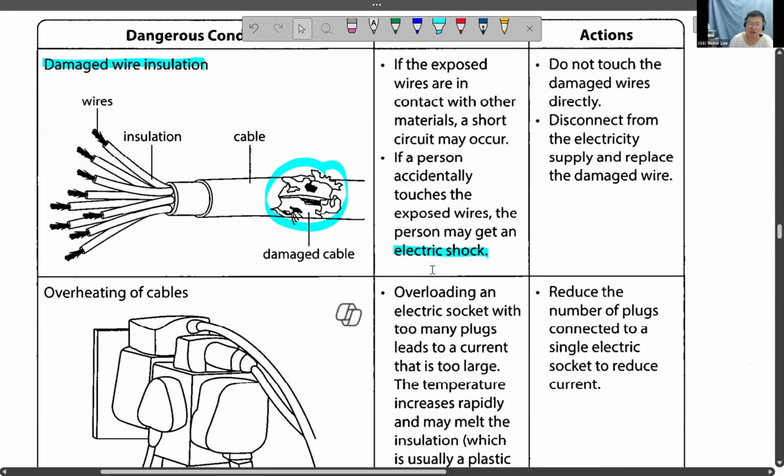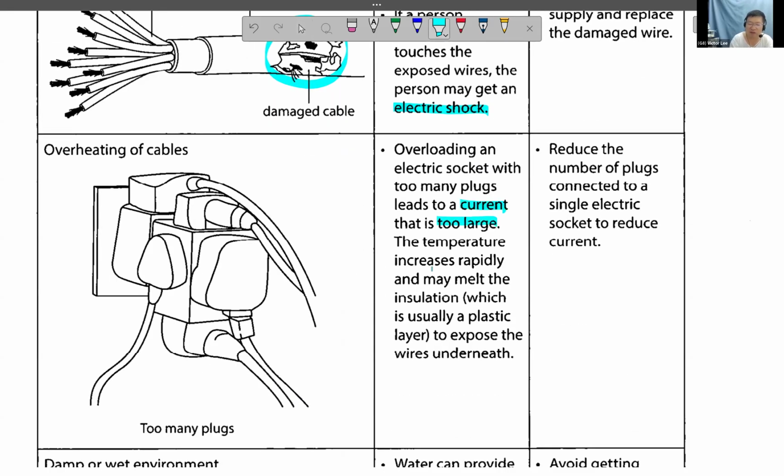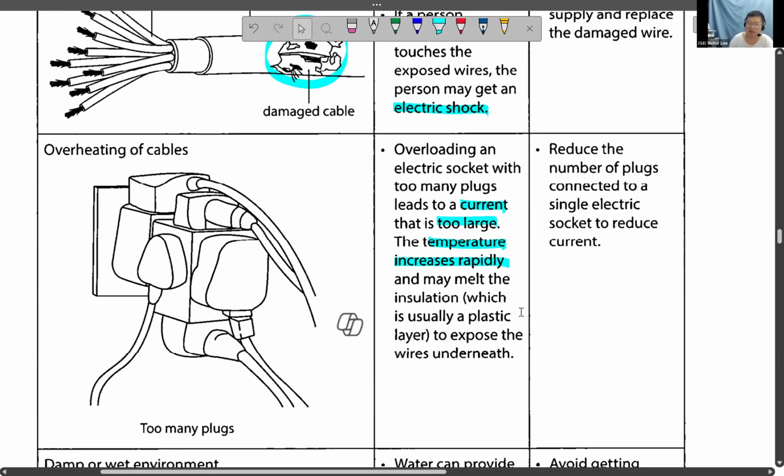Next one, overheating. Overheating means when there's too large a current flowing through, the temperature increases rapidly and then melts the insulation and then causes fire, electric fire. It can cause electric fire. Okay. Or even if the melting doesn't cause electric fire, the exposed wire can cause electric shock.